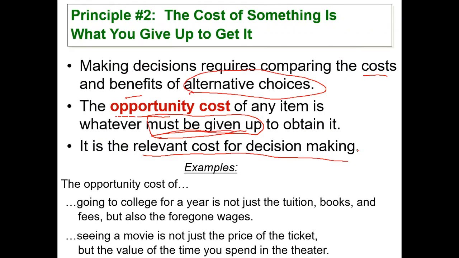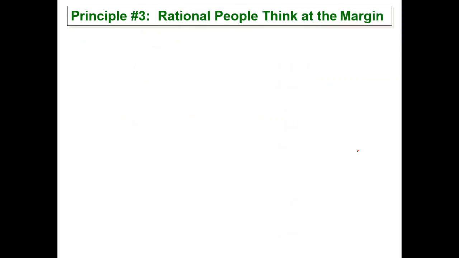So again, trade-offs, we make that every day. Then the opportunity cost in every decision, we also made that every day. Okay? So another principle is the rational people think at the margin. Rational people think at the margin.